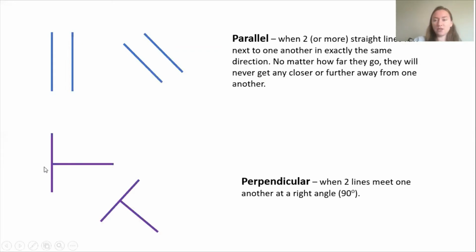Perpendicular lines are when 2 lines join one another at a right angle. So this line here, the vertical line, is perpendicular to the horizontal line. Just like parallel lines, perpendicular lines can happen in any direction. So even though these 2 lines here are not vertical or horizontal, they are still perpendicular because this is still a right angle in between them here.